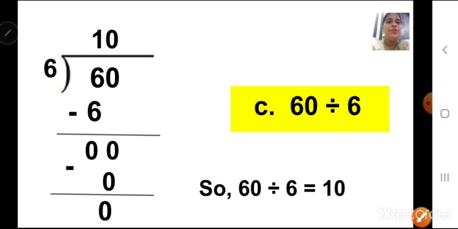Children, but I want you to copy this method, okay, because in our question number 2 this type of sums are also there. So please go through it and write this one. Note it down, children, in your notebook.